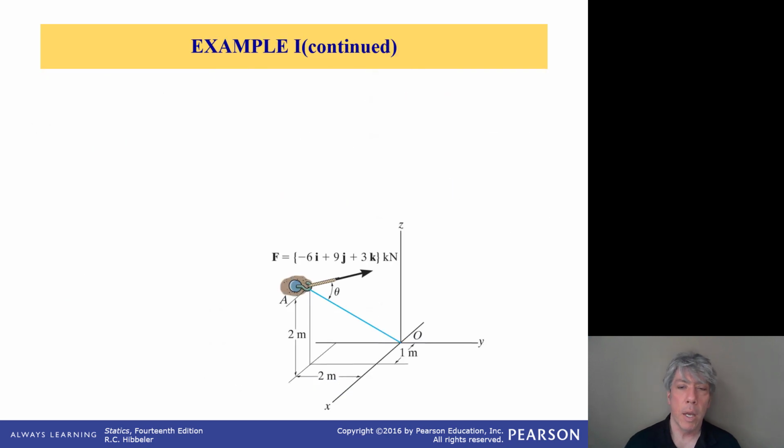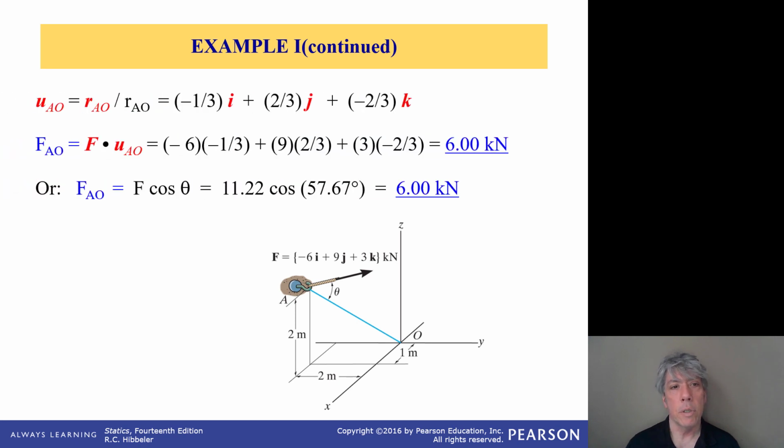Okay, so then what? Well, don't forget that we also want the projection of F onto RAO. So let's do that next. We need the unit vector along RAO. So all we do is take the vector RAO and divide it by its magnitude. Remember, its magnitude was 3 meters. So each term in the vector gets divided by the magnitude. So we have -1/3 i plus 2/3 j plus -2/3 k. Then, if we want to calculate the projection of the force onto line AO, what we will do is take the dot product between the force and the unit vector, UAO. And so you see that's what's done here.